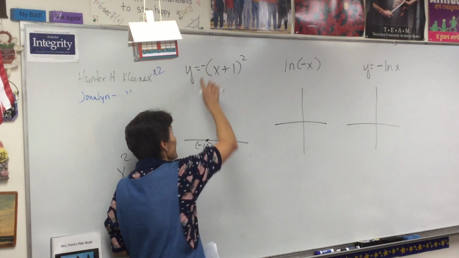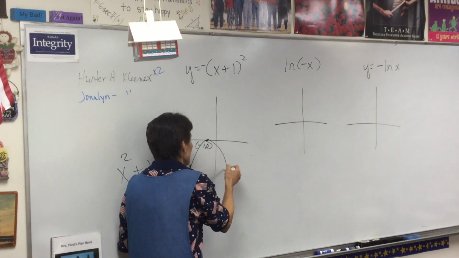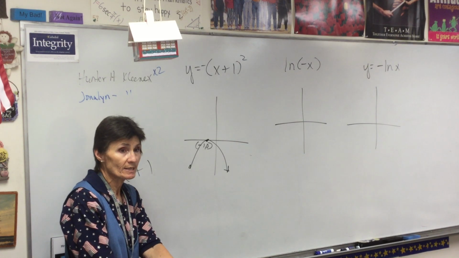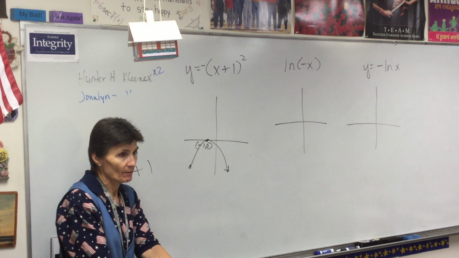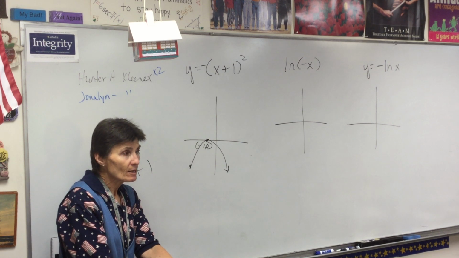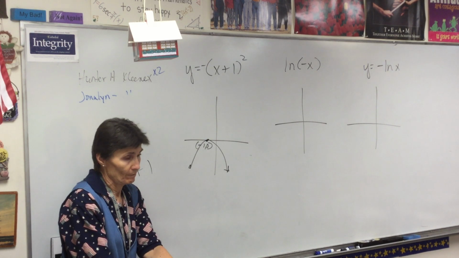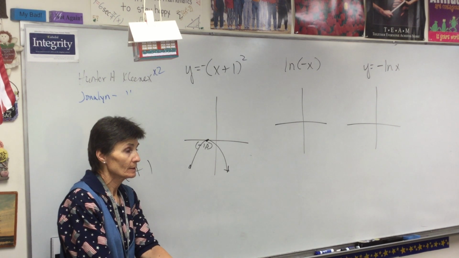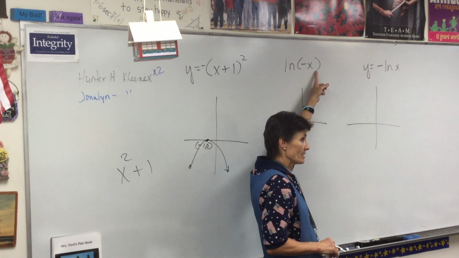but what does the negative do? Flips it upside down. So this parabola looks like this. It's shifted 1 unit to the left, and it's flipped upside down. Ashley, what flips it upside down? The negative. The negative where? Outside in front.